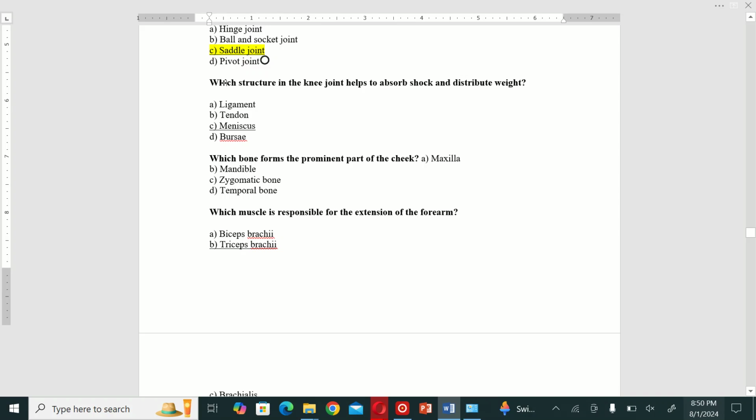The next MCQ is: which structure in the knee joint helps to absorb shock and distribute weight? A. Ligaments, B. Tendons, C. Meniscus, and D. Bursa. So the correct option is C.